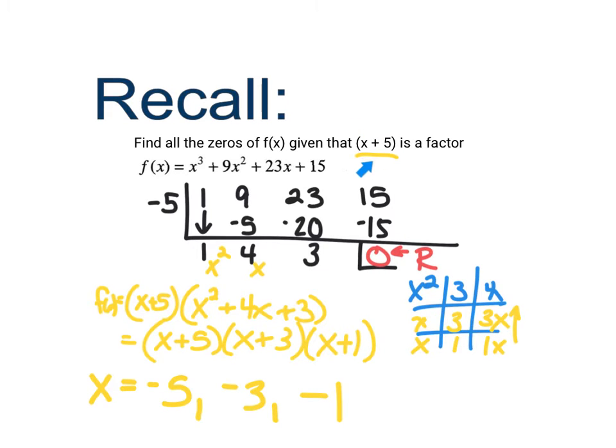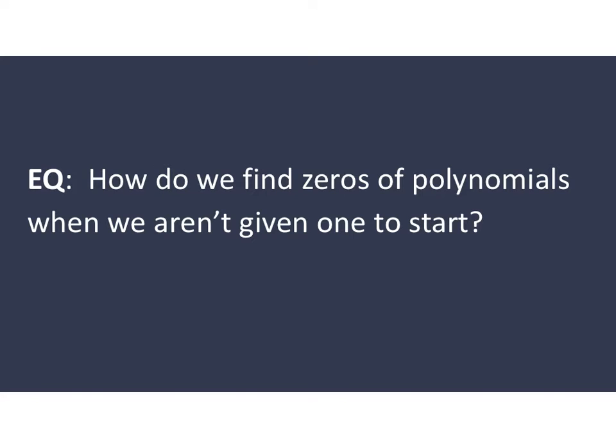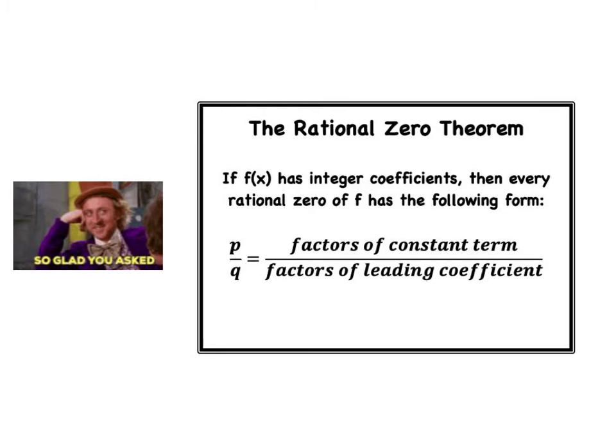But notice what we were given from the very beginning. We were given a factor as a starting point. But this begs the question of, well, what do we do if we don't have a starting point? How do we find the zeros of a polynomial when we aren't given one to start? Which leads me to the rational root theorem or the rational zero theorem.